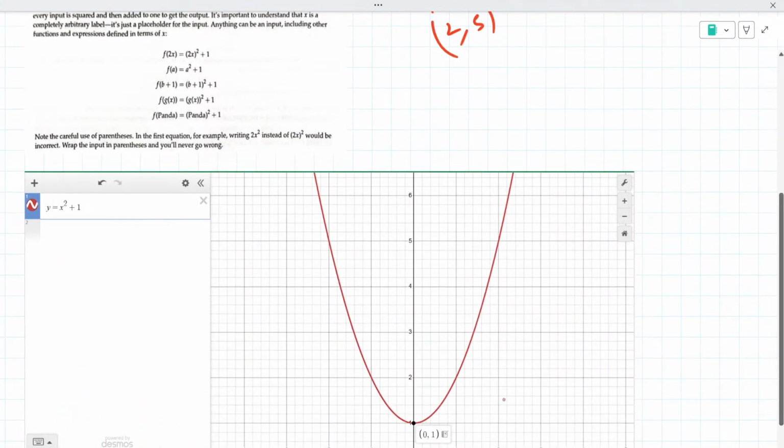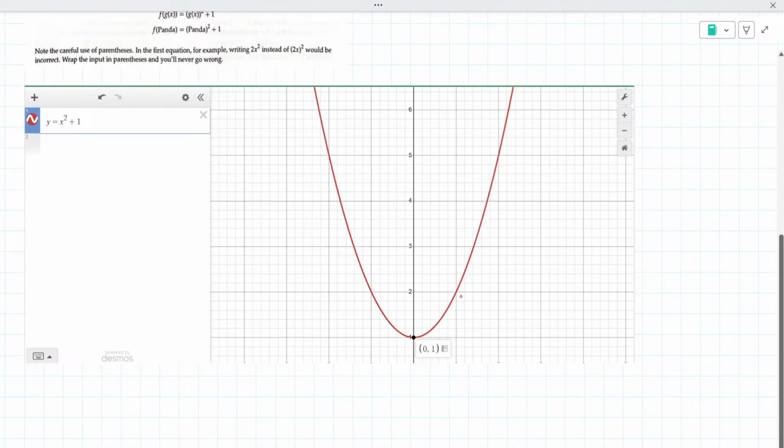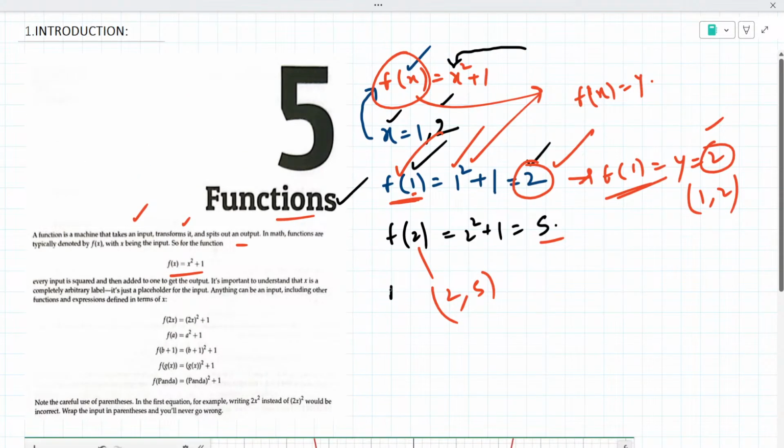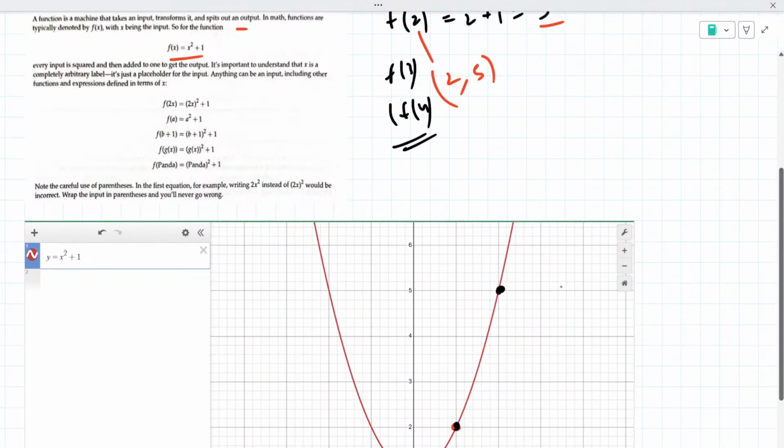Let me put these points. So this is at x equals 1, y equals 2. Here it is. And when x equals 2, y equals 5. So just like that, if you input all the values, f of 3, f of 4, all these values, and then point them out, you can draw a graph. If you get all these x values and y values and put all these points on the graph, you get a curve like this.